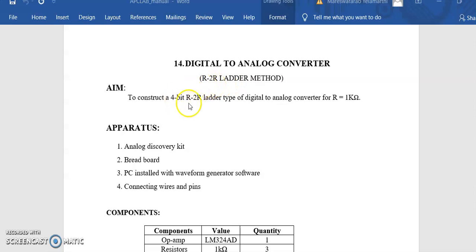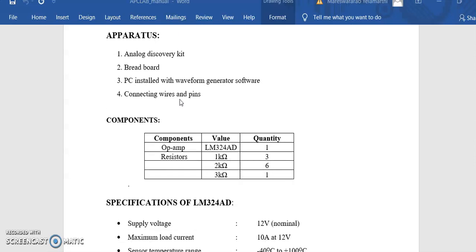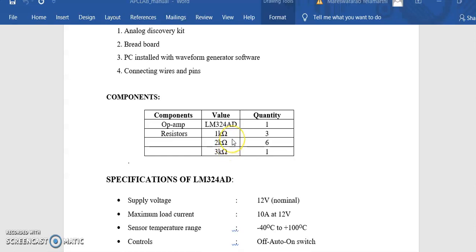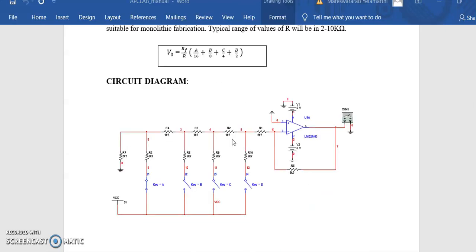So the aim of this experiment is to convert the 4-bit digital input into the analog output voltage. The components required for this experiment are the operational amplifier LM324AD, which, as we all know, consists of 4 op amps. Among those 4 op amps, we are going to use only one op amp. Next are the resistors: 1 kilo ohm resistors, 2 kilo ohm resistors and 3 kilo ohm resistors. Let's go to the circuit.